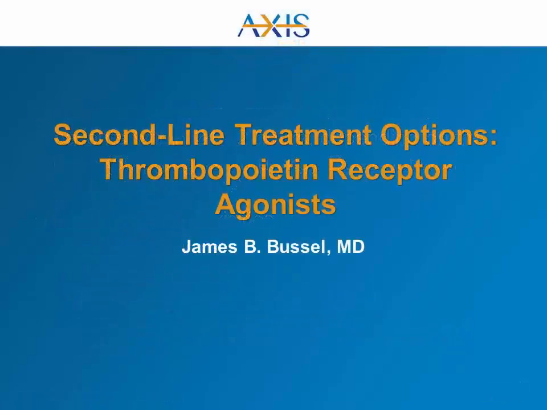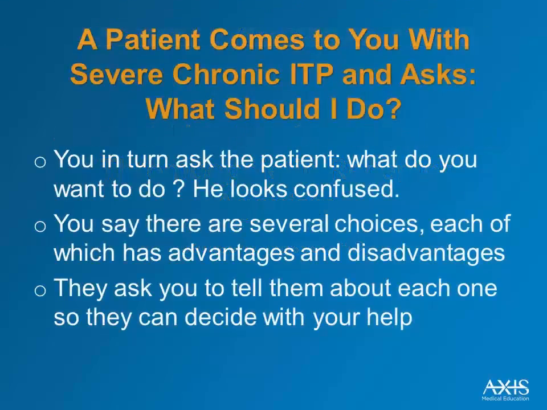Howard very nicely outlined the role of other therapies in ITP and allowed me to discuss the issue of some of the other treatments after first-line treatments have been used and either not worked or do not seem to be appropriate to continue with. And we're going to discuss some of these treatments, TPO agents, rituximab, splenectomy, and how you might choose between them. So a patient comes to you with severe chronic ITP.